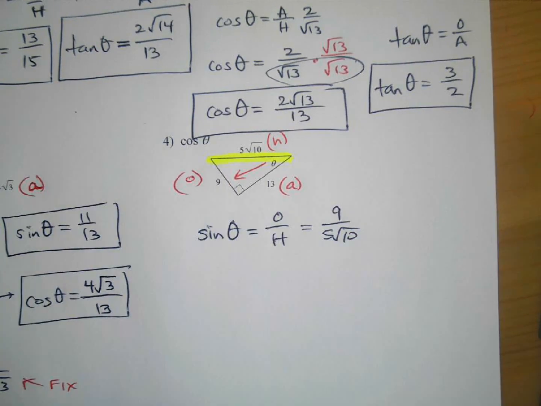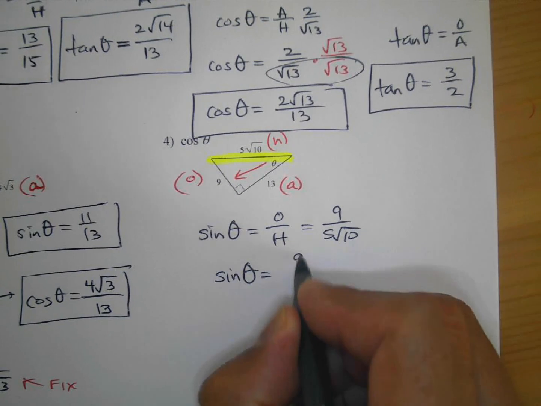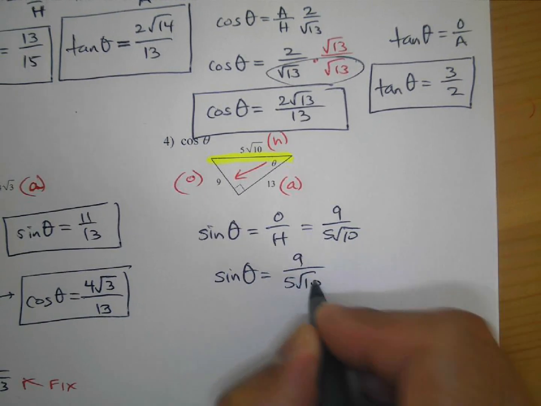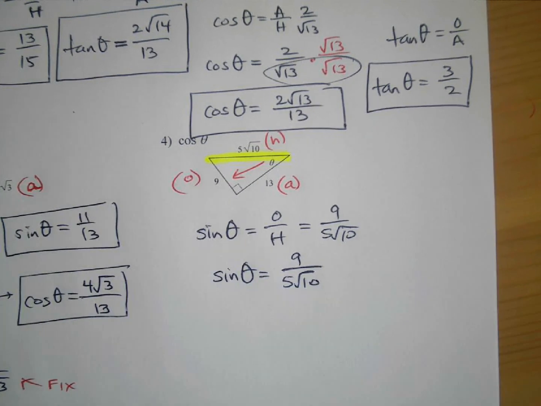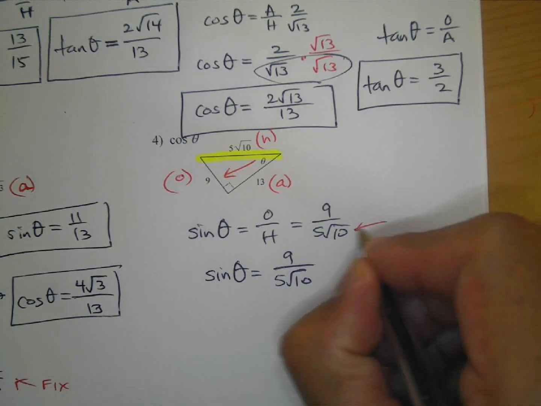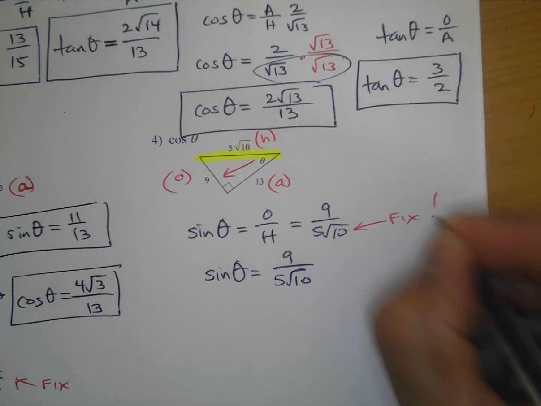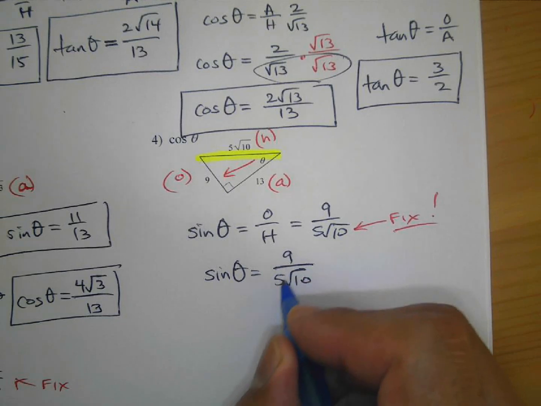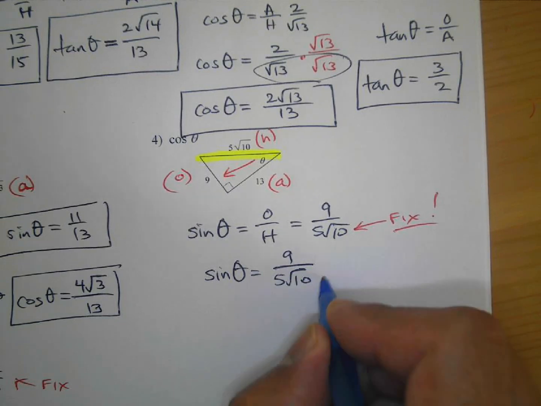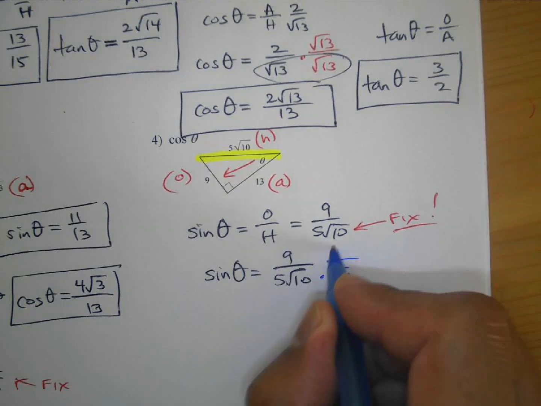Can't have that, right? Can't have sine with that radical there. We're going to fix it. How do we fix it? Well, I'm okay with the 9 and the 5, and always check if these can reduce, but you only need to multiply this with a root 10. You don't need a 5.